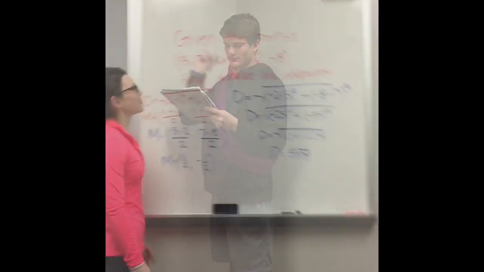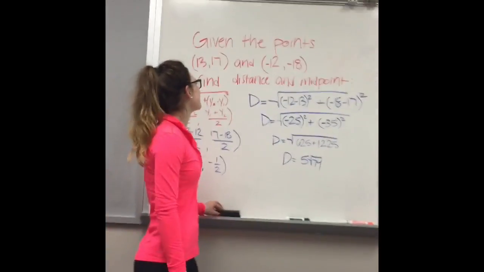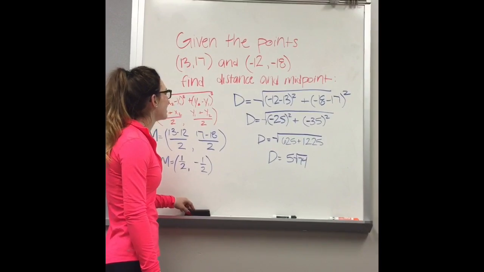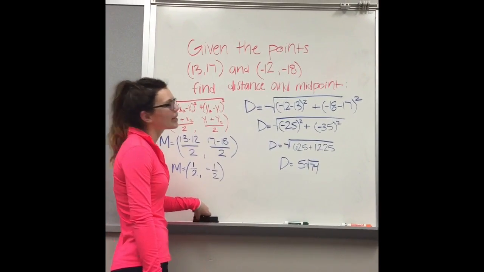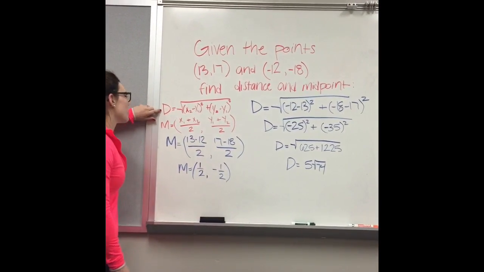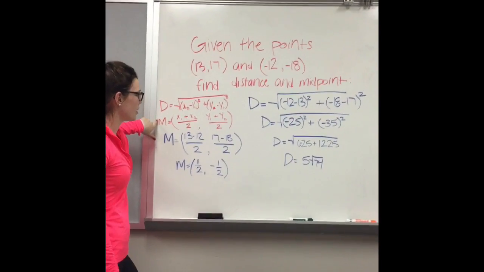Thank you, Courtney. That was really good. Now we're going to throw it off to Preslee and Cara to do some math problems. So our first problem is given the points (13, 17) and (-12, -18), find the distance and midpoint. So this is your distance formula and there's your midpoint formula.